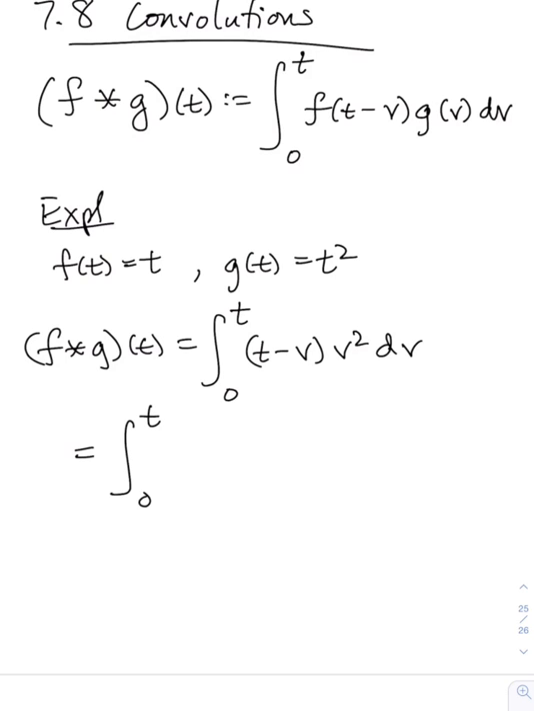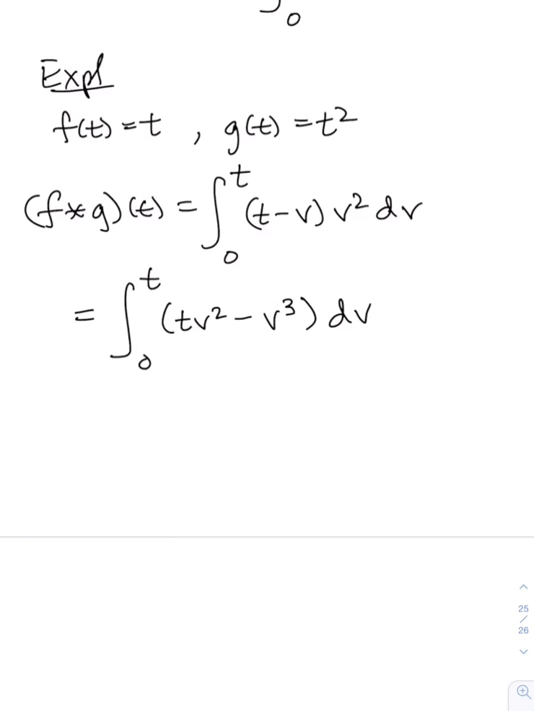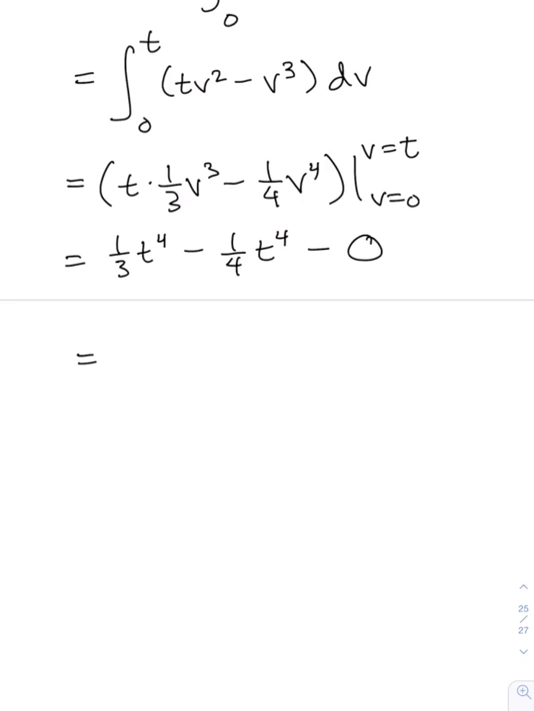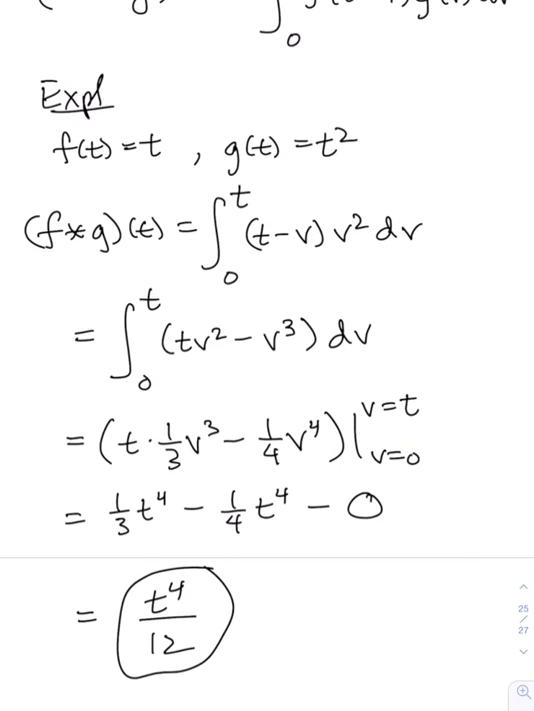All right, now just multiply that out. So I have tv squared minus v cubed dv. So that's t times 1/3 v cubed minus 1/4 v to the fourth, evaluated from v equals 0 to v equals t. So that's going to be 1/3 t to the fourth minus 1/4 t to the fourth minus 0, which simplifies to t to the fourth over 12. So t to the fourth over 12 is the convolution of t and t squared.